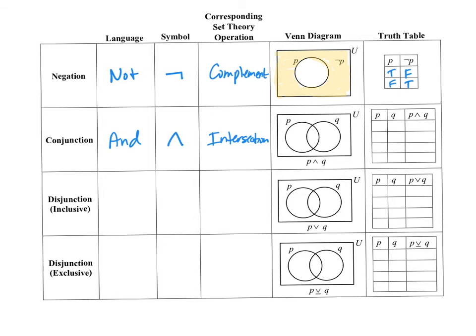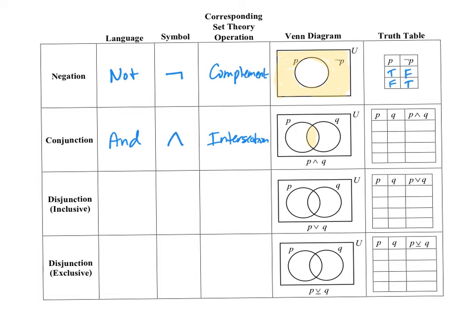So we would shade this in. Okay, so let me shade that. Now let's talk about a truth value, this time for a conjunction. A conjunction is made up of two statements. So let's look at all the combinations of truth values for P and Q.